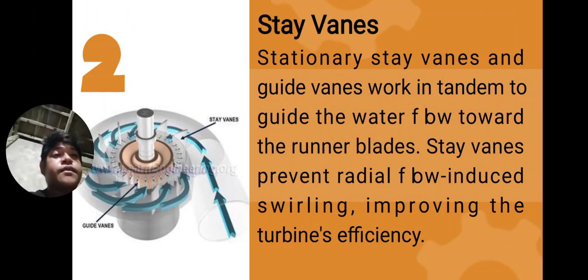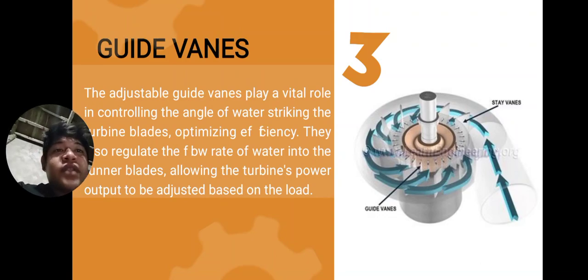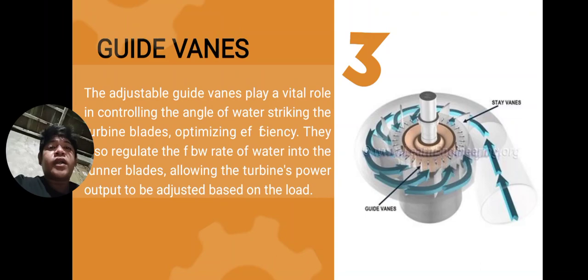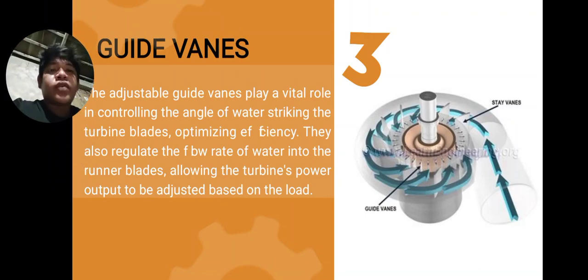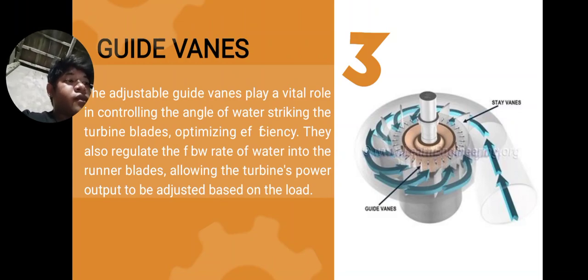Next is the guide vanes. The adjustable guide vanes play a vital role in controlling the angle of water striking the turbine blades, optimizing efficiency. They also regulate the flow rate of water into the runner blades, allowing the turbine's power output to be adjusted based on the load.